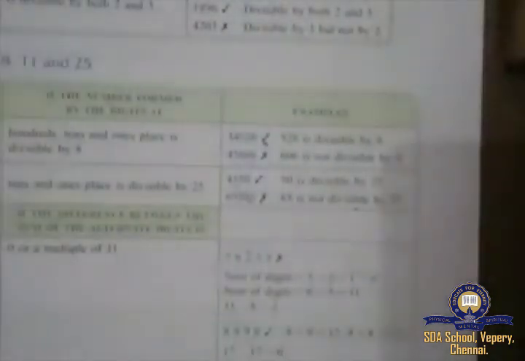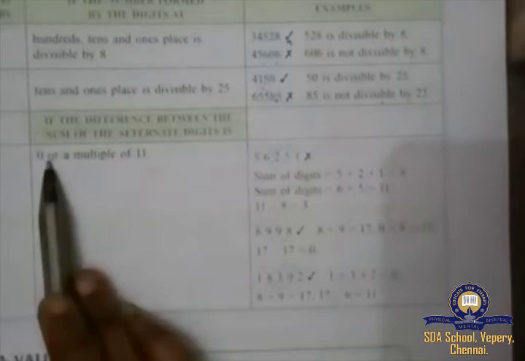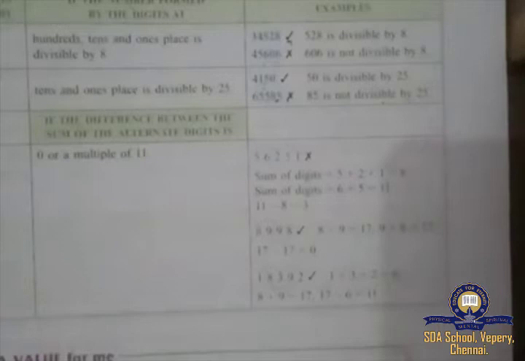Okay, now next, 11. For 11, you should get the answer 0 or else a multiple of 11. For example, 11 1s are 11, 11 2s are 22, 11 3s are 33, 11 4s are 44. All these are the multiples of 11. If it comes as either a multiple of 11 or 0, then it is completely divisible by the number 11.